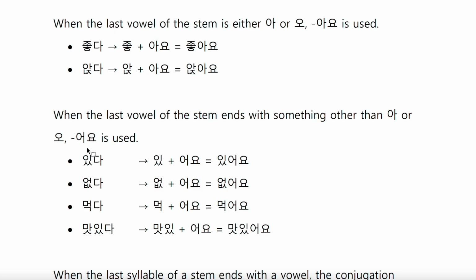And when the last vowel of the stem ends with other than 아 or 오, then we need 어요, 그래요, 어요. 있다, to exist or to have, stem part, 있. And it has 이, 그렇죠? So it's not either 아 or 오, then we need 어요. 있어요, 그래, 있어요. There is something, or I have something, she has something, 있어요.